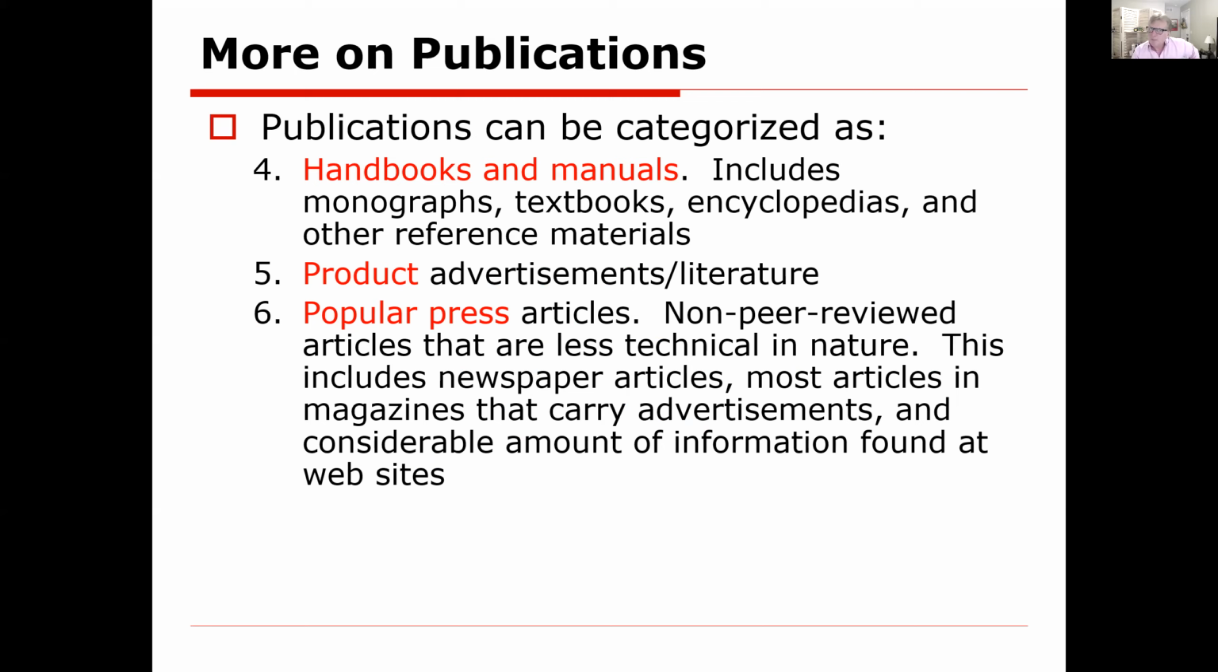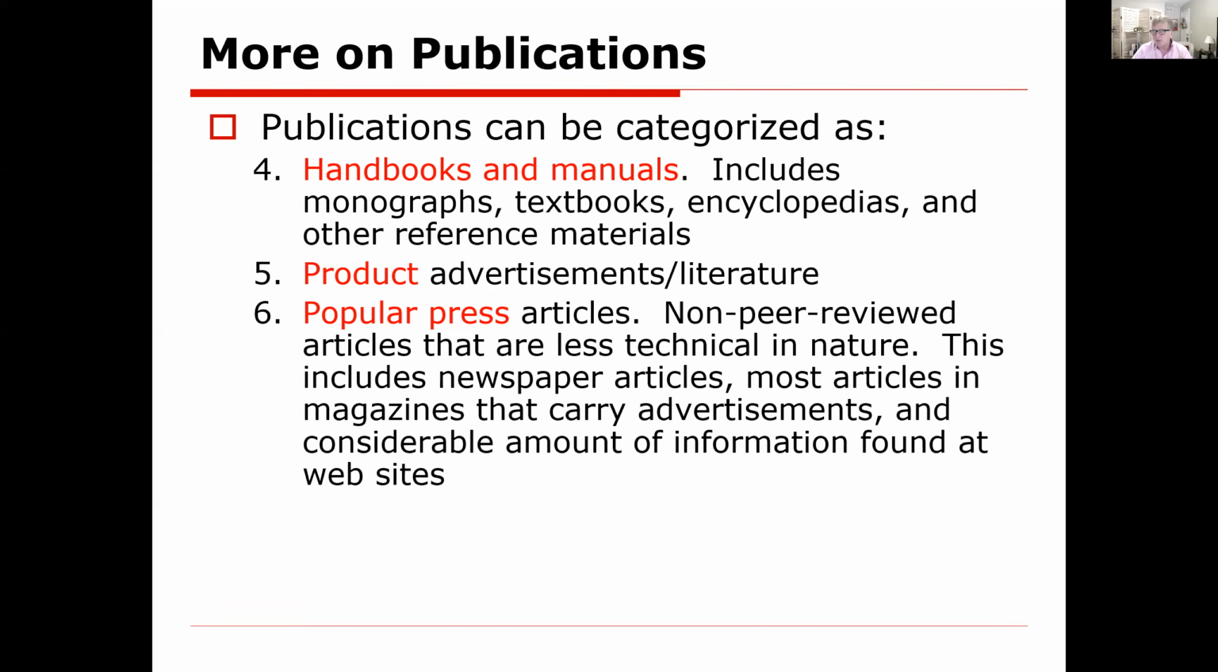Popular press. So what's popular press? Popular press would be like magazines, Time Magazine, Popular Science, Popular Mechanics. The Wisconsin State Journal would be an example of a popular press article. So these are the types of articles that are available really to anybody who wants to go to a bookstore or subscribe to a magazine. That's what a popular press article is all about.